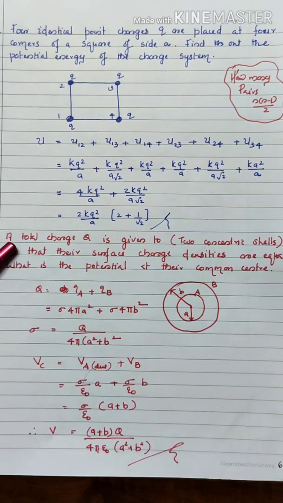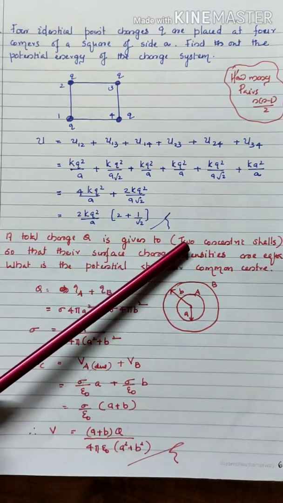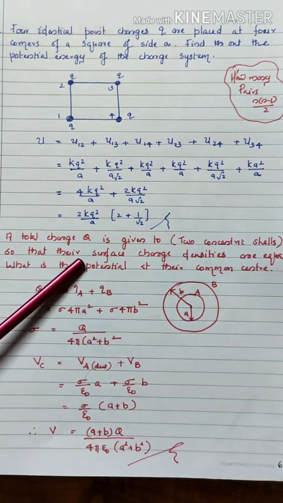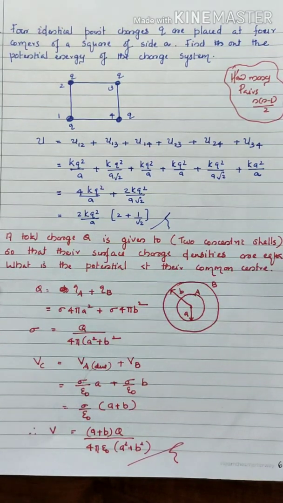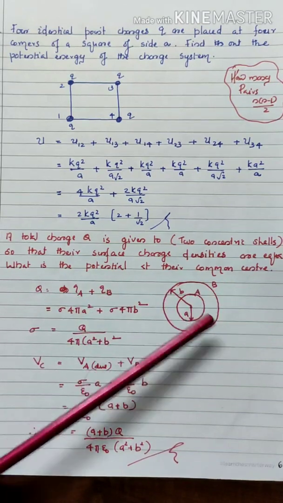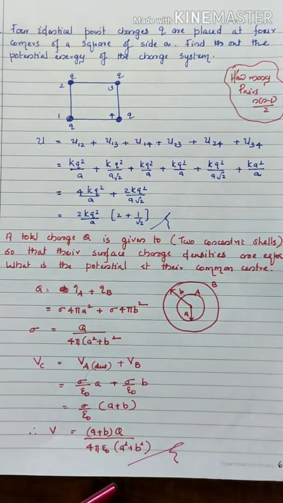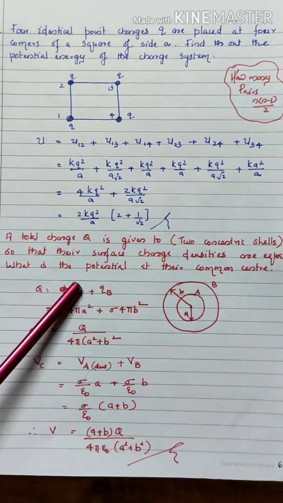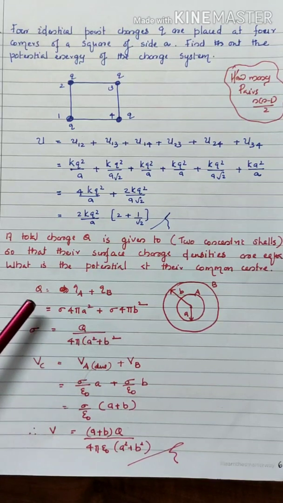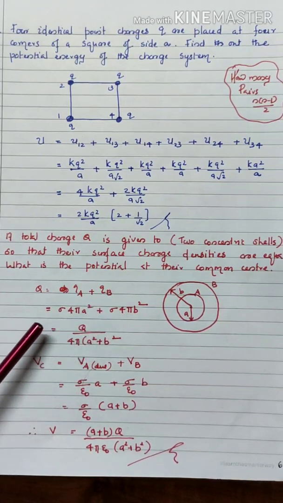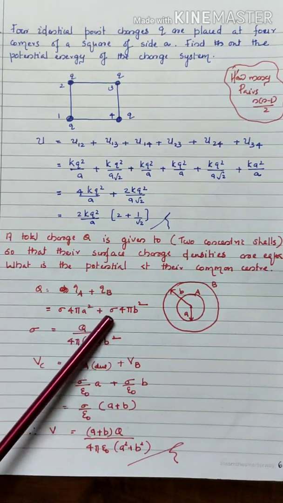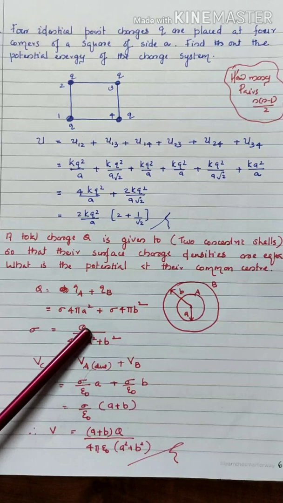Next question: a total charge capital Q is given to 2 concentric shells so that their surface charge densities are equal. Then what is the potential at their common center? So it is given that a total charge Q is given to 2 concentric shells, say they carry charges QA and QB, then capital Q is QA plus QB. So surface charge densities are equal. So we can write QA as equal to sigma into 4 pi a square and QB as sigma into 4 pi b square. So we get the value for sigma.